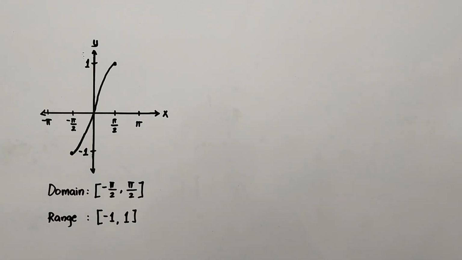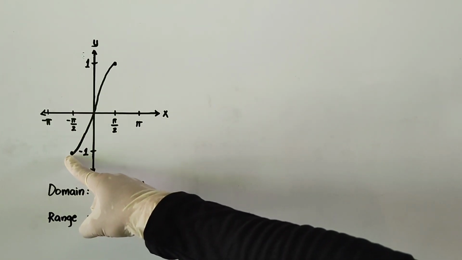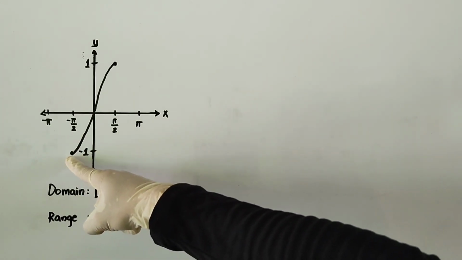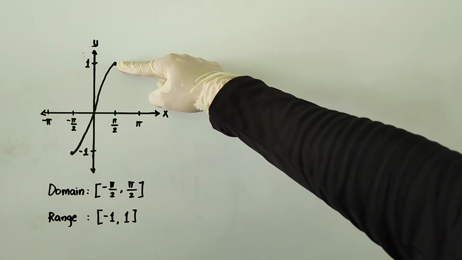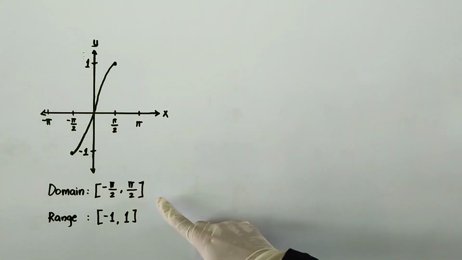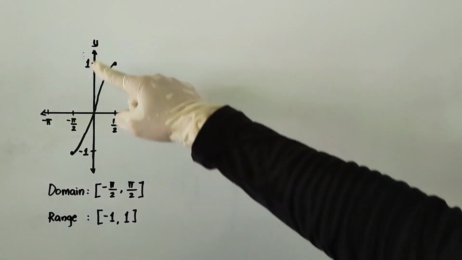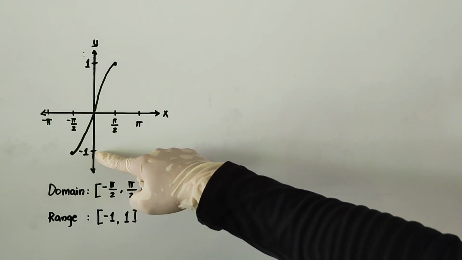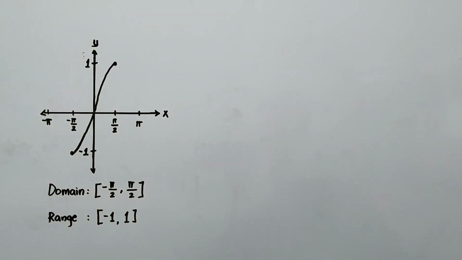For the domain of this function, we are using negative pi over 2, which is included in the graph, until positive pi over 2, which is also included in the graph. Therefore, for the domain from negative pi over 2 until pi over 2, the values of y are from negative 1 until positive 1, and negative 1 and positive 1 are included. Therefore, our range is the closed interval from negative 1 until positive 1.